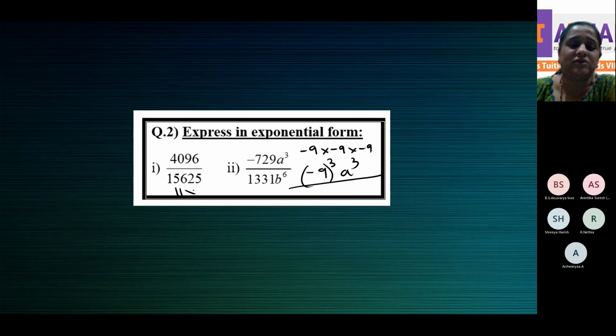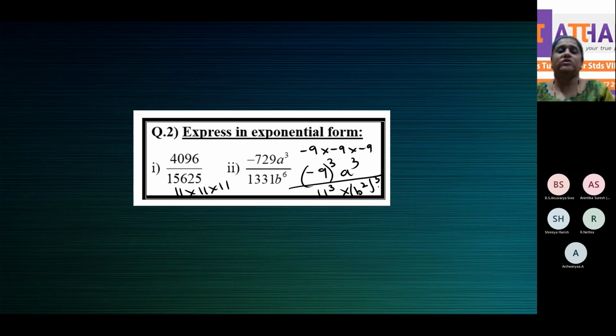1331 is 11 into 11 into 11. 11 multiplied with itself 3 times is 1331. So 11 cubed into b to the power 6. But how will you write it to the power 3? It will be b squared the whole cube, because we know 2 3s are 6. We multiply the powers, no? When you have more than one power, we multiply the powers. So b to the power 6 can be written as b squared the whole power 3.